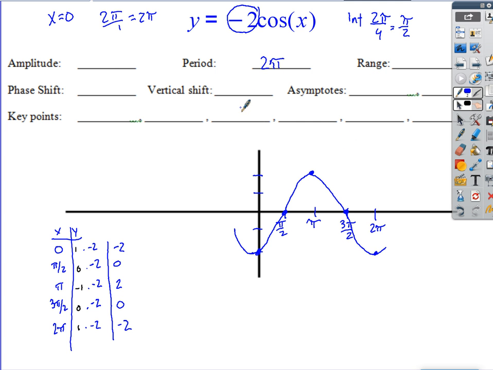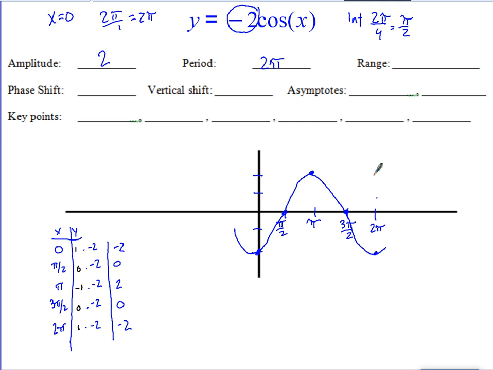Then we need to go through and fill out our key characteristics. Amplitude. Remember, that's the height of the wave, and it's the number out in front, but it's always the absolute value. We can't have a negative amplitude, I can't have a negative height. So my amplitude here is 2. The period we already found is 2 pi. Range, remember we're going from the bottom to the top, so this is exactly like sine. The lowest point on this graph is negative 2, so that has to be less than y, and y has to be less than 2 because that's the top of the graph.